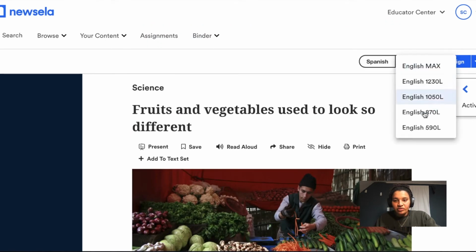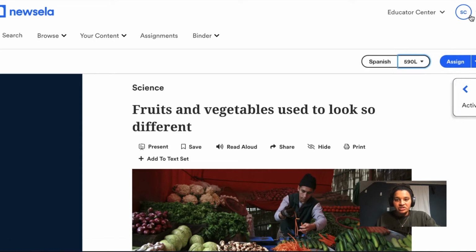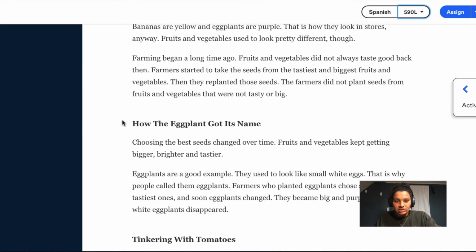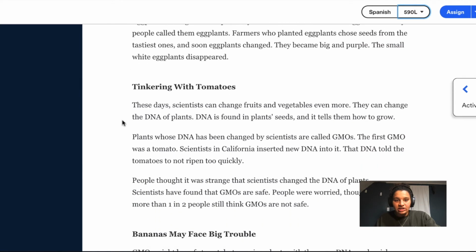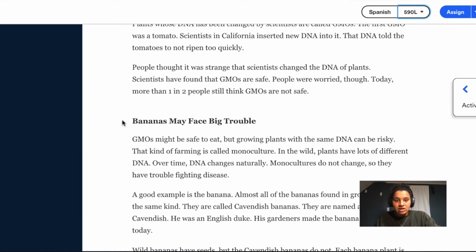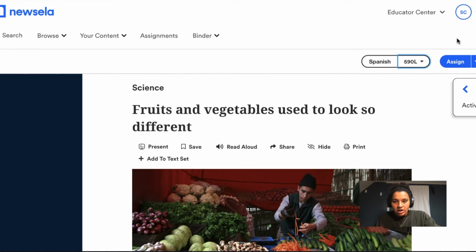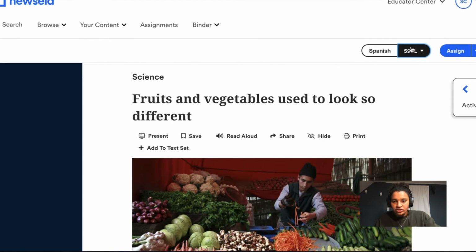To make things quicker for me, I put the English down to the lowest literacy level, and then I just quickly skim it to make sure that it has the gist of the lesson's understanding or objective. So this one looks pretty good. It talks about how fruits are selectively bred for certain traits. So if your students speak Spanish, this is really helpful.